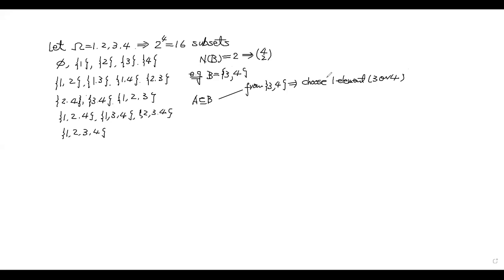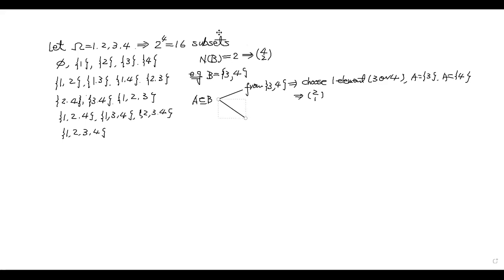So if you choose 3 or 4, then A will be a subset of B, right? So A could be {3}, or A could be {4}, right? Okay, so now how many chances do I have here? That means I have 2, since you need to choose 1, correct?